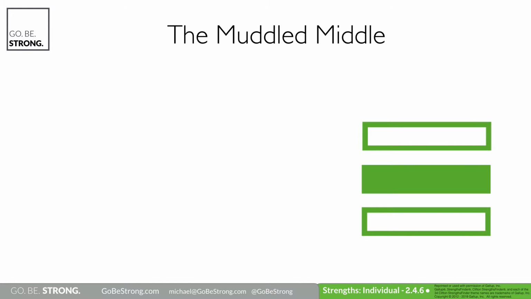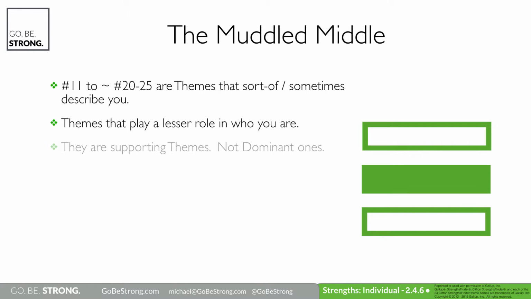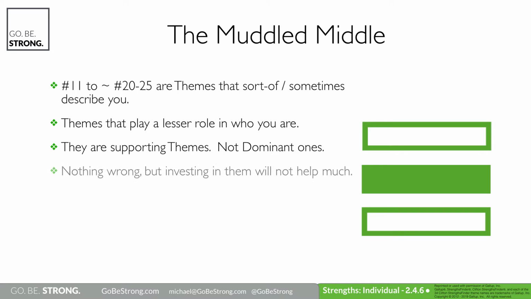So then there's this part that I call the muddled middle. It's say 11 to 20 or 25. These are themes that sometimes describe you. They are in fact strengths, but they're only supporting. They're not present all the time. They're not particularly driving you. You can draw on them from time to time, but they really play a lesser role in who you are. So think of them as supporting themes, not dominant themes.